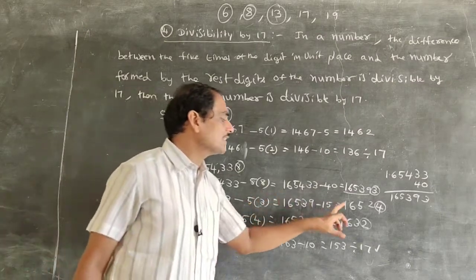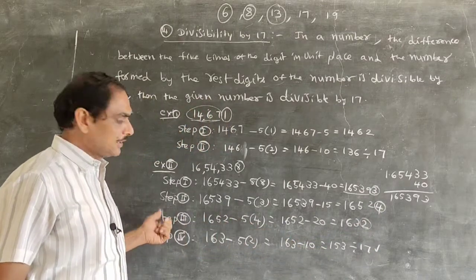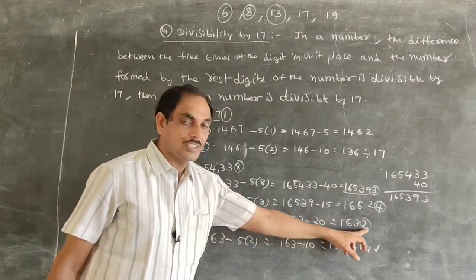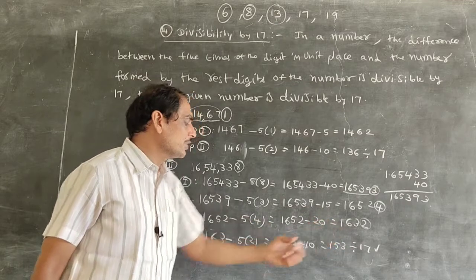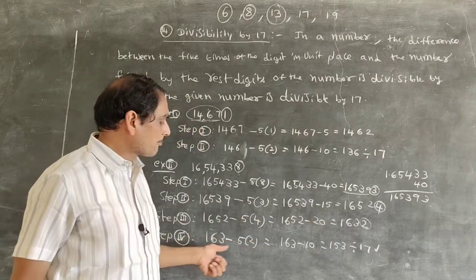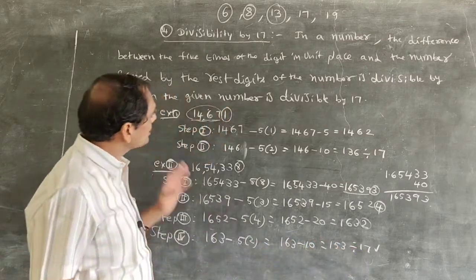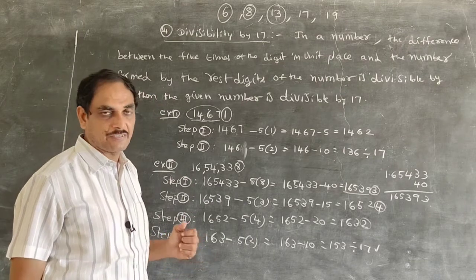Similarly, if we know that it is divisible by 17, there is no need to go to step 3. If we know that 1632 is divisible by 17, then there is no need to go to step 4. So finally, in step 4, we get 153. We know that it is divisible by 17, so the number is divisible by 17.